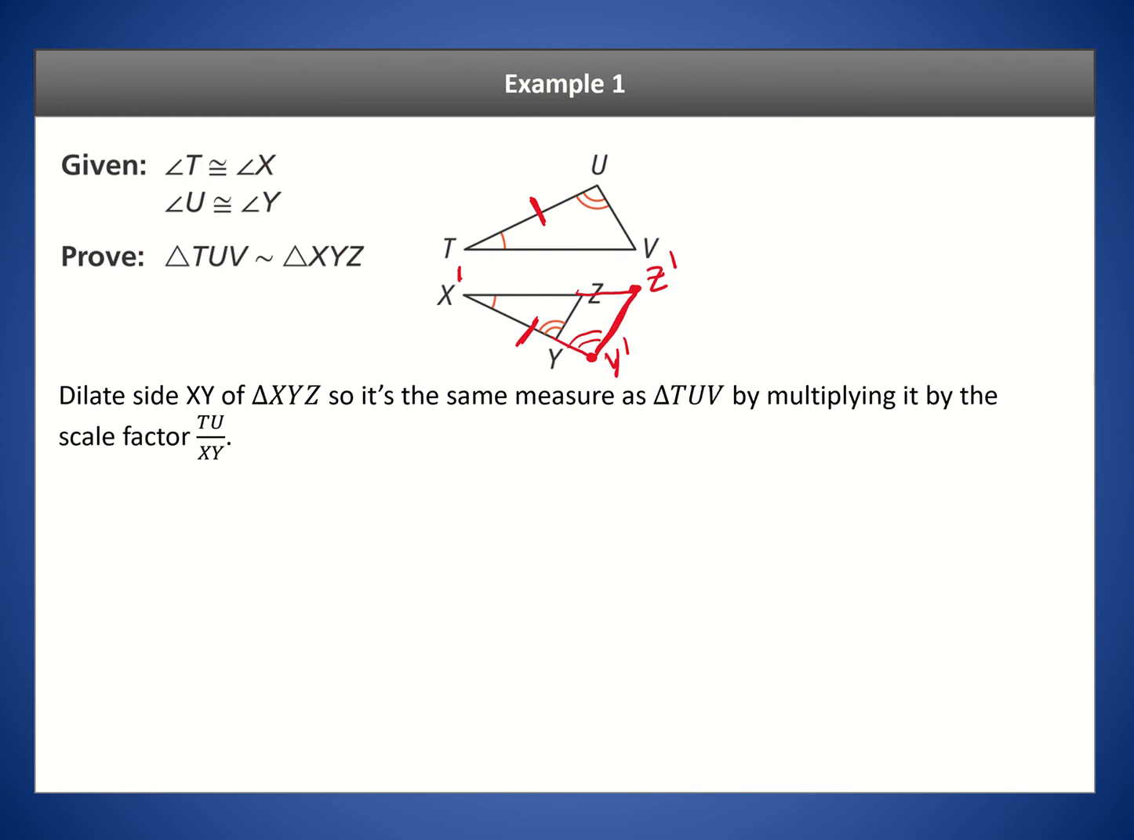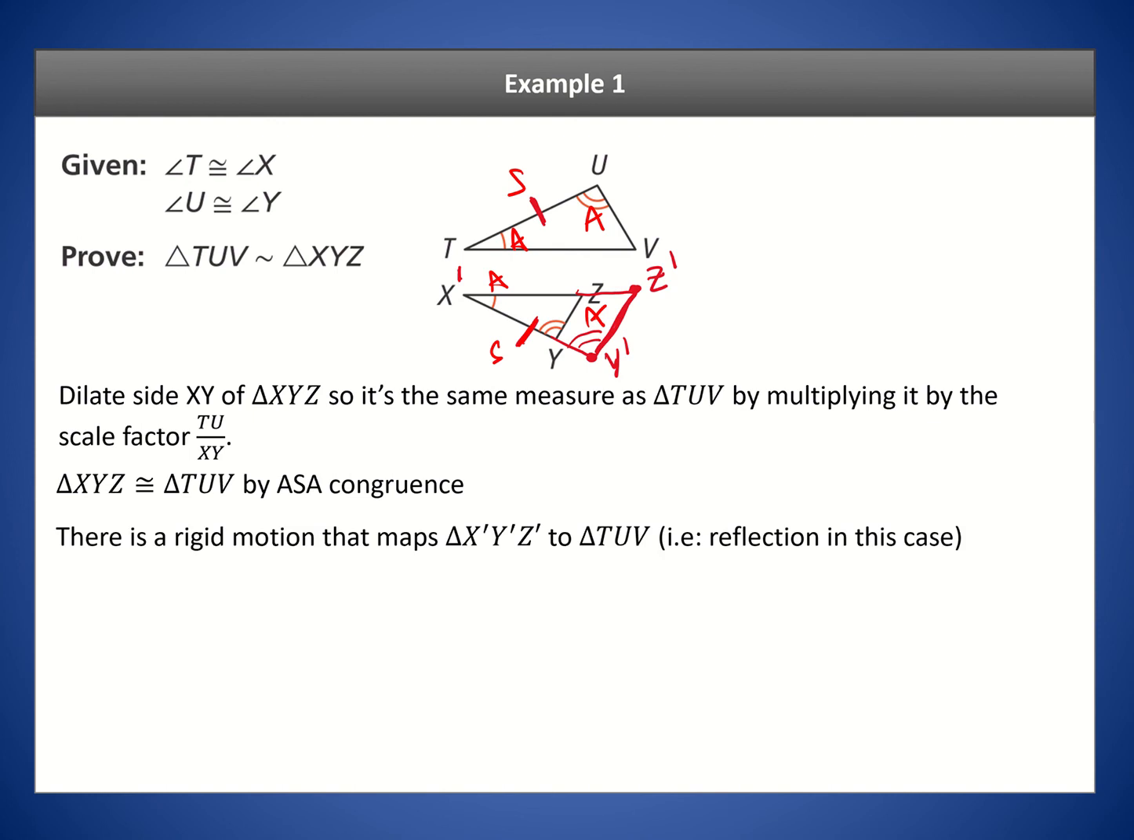Now the sides X'Y' and TU are the same length, because we dilated the triangle. Therefore, by angle-side-angle, the two triangles have to be congruent. So they are congruent by ASA congruence. Because the two triangles are congruent, there exists a rigid motion that would map one to the other. In this case, that would be a reflection.